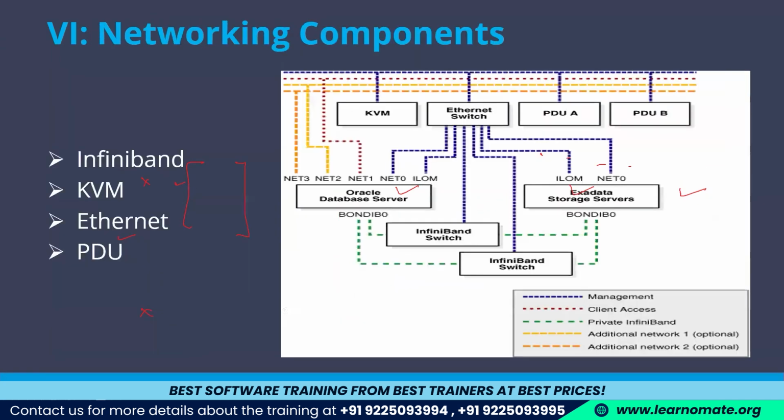Just let me clear my drawings from here. Okay. So this is the complete network architecture for Exadata, showing how your InfiniBand, KVM, Ethernet, and PDUs are working together, right? That is also a part which we are going to cover, and you have to learn this. And that is a big jump for a DBA, when he goes into the network and understands what the ILOM is, how the Ethernets are configured, and how these switches are working between each other.